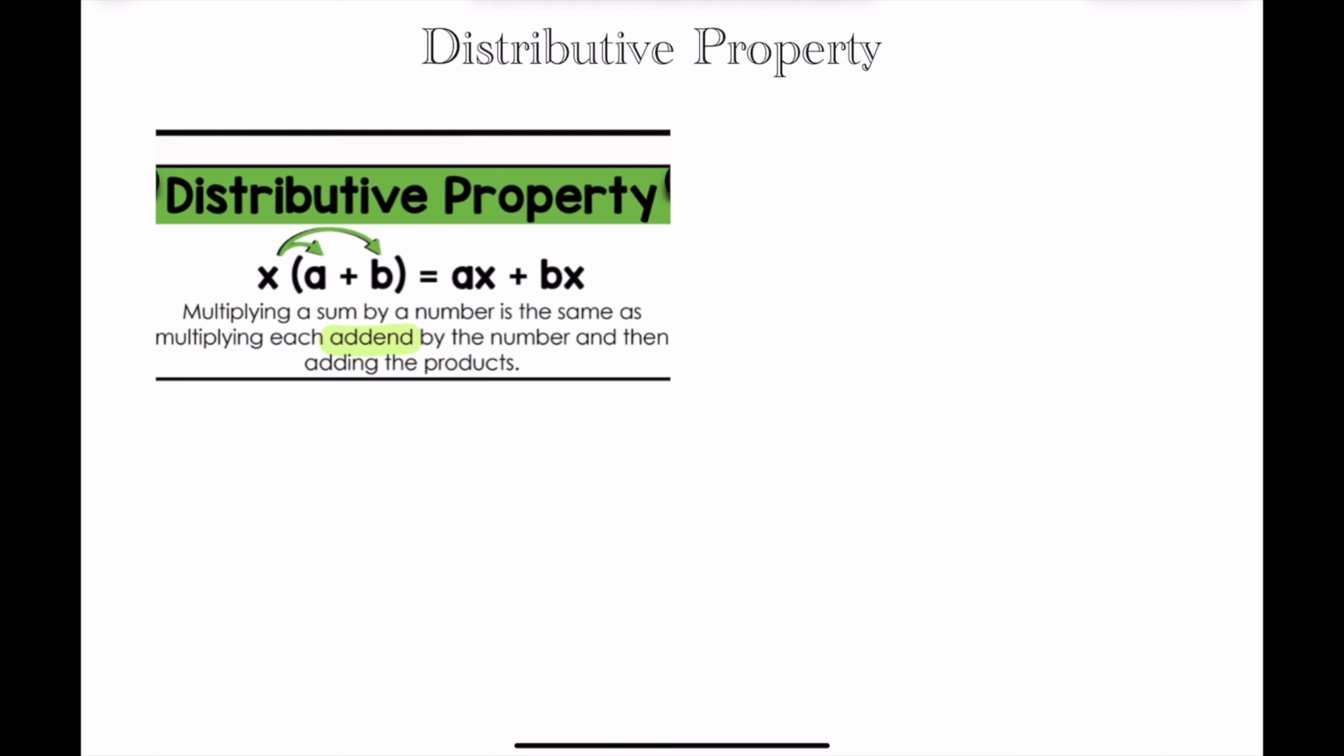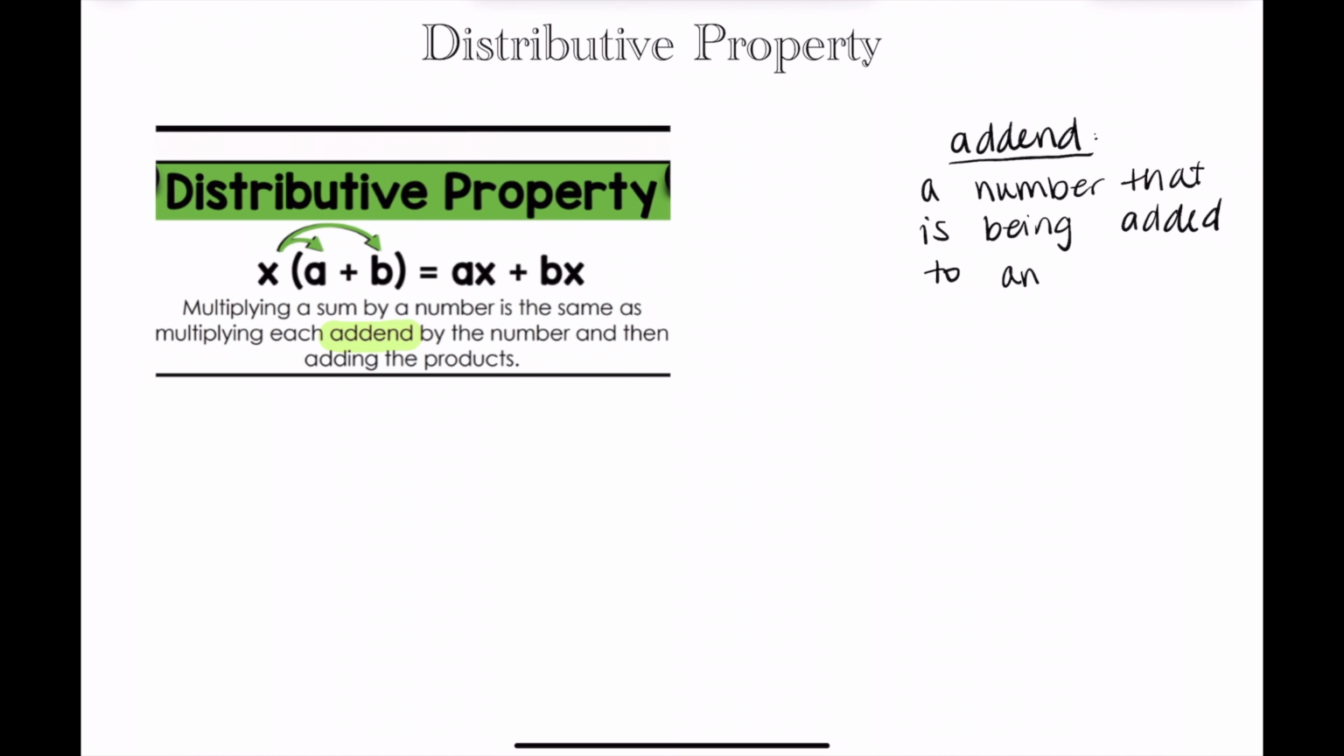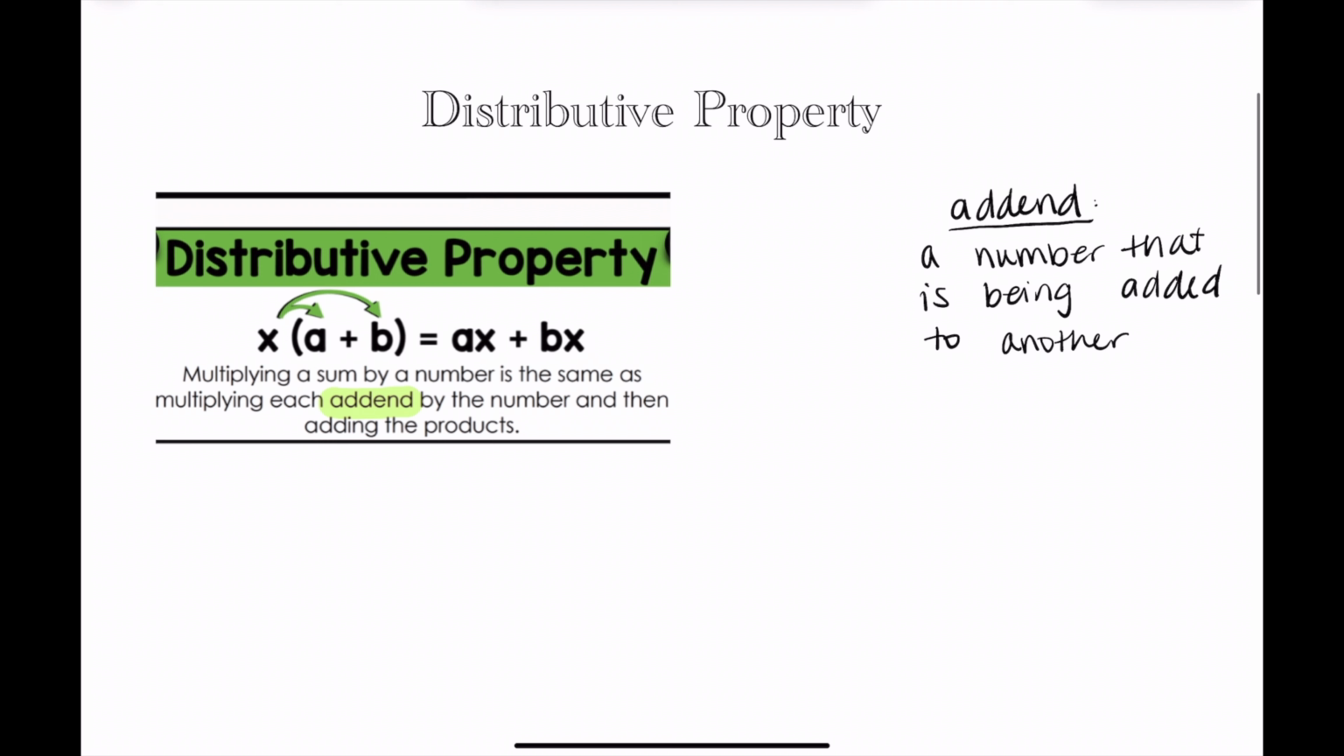This definition uses variables, and that's because we are doing the algebra version of this video. This definition says that multiplying a sum by a number is the same as multiplying each addend by the number and then adding the products. Now, what does an addend mean? An addend just means that it is a number that is being added to another number. And as you can see in this diagram, we're using the rainbow method to distribute that variable to each of the values inside the parentheses.